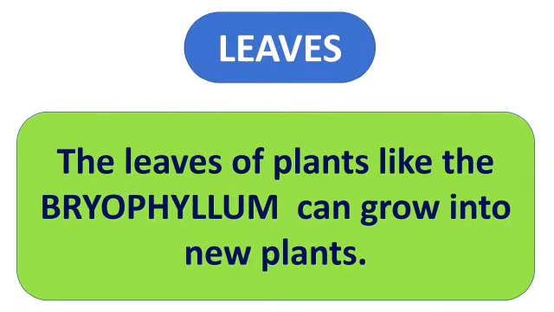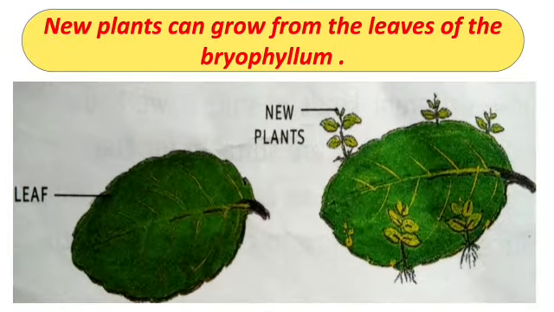Next one is leaves. The leaves of a plant like Bryophyllum can grow into new plants. And how? Now see in the picture. If you pluck a leaf of the Bryophyllum plant, then after a few days you will see new plants growing from the leaves of the Bryophyllum. So this was all about plants increasing in numbers.